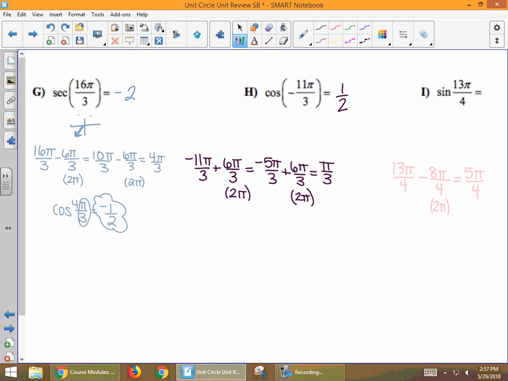5 pi over 4 is on our unit circle. So at all my fourths, and I could have done this really from the get-go, sine is radical 2 over 2. 5 pi over 4 is right in the middle of quadrant 3. And in quadrant 3, sine is negative. So your final answer there is negative radical 2 over 2.